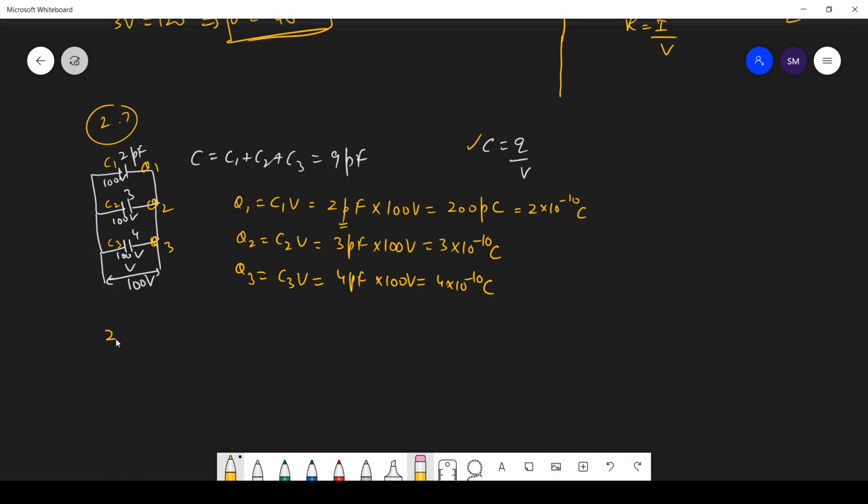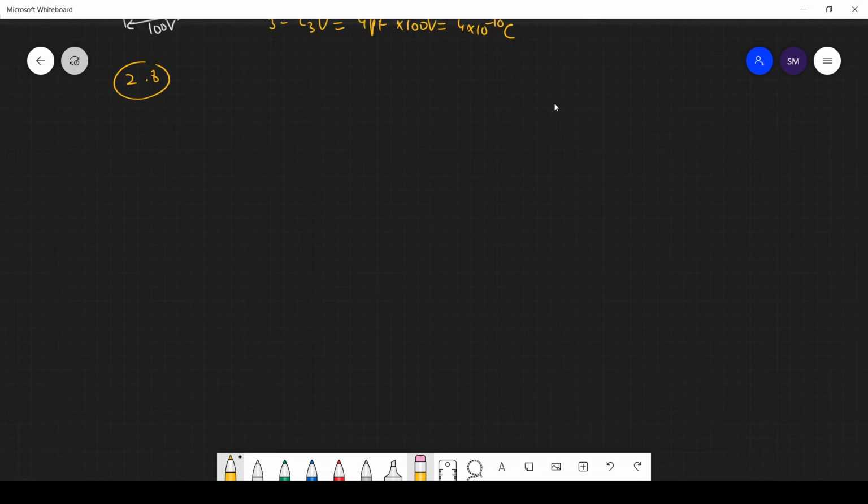So now the next question, 2.8. Students, in this exercise you will have questions in your board exams from the additional exercise also. There are certain questions on capacitors, the circuits which have capacitors, so you will have questions on them. We'll do those questions, if not today then tomorrow.